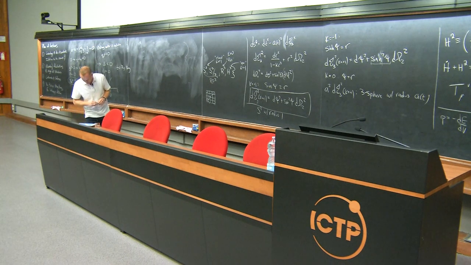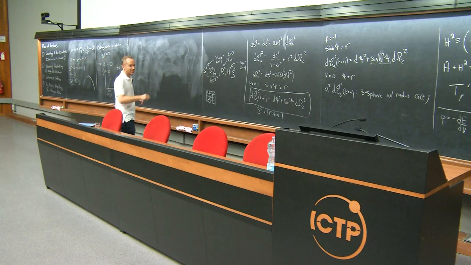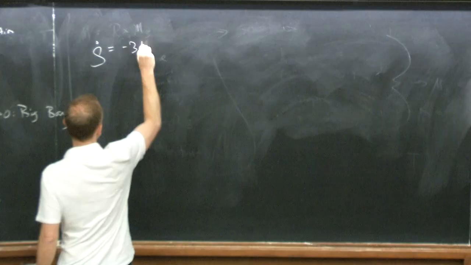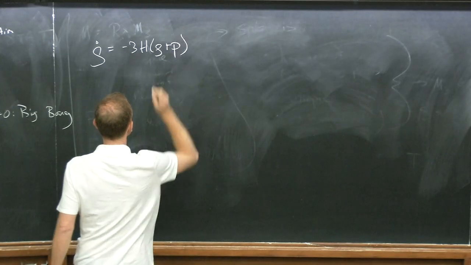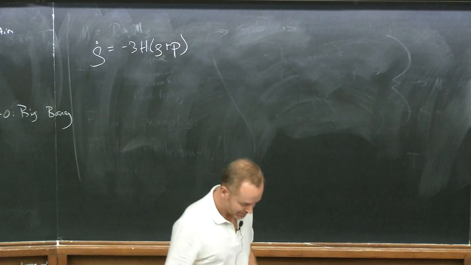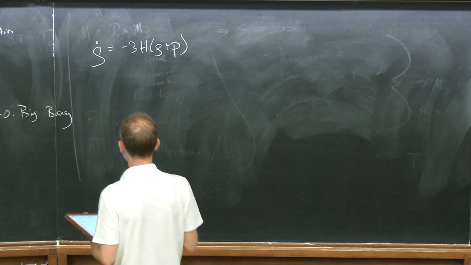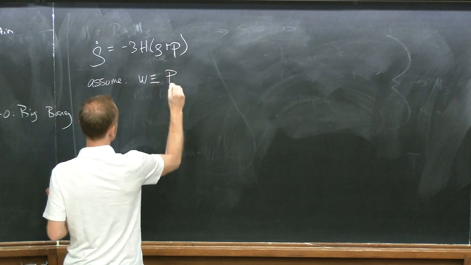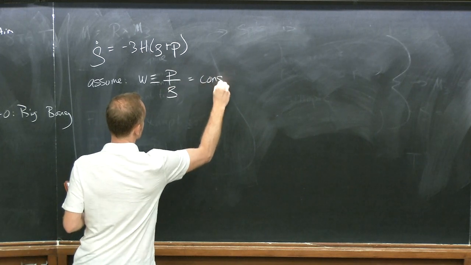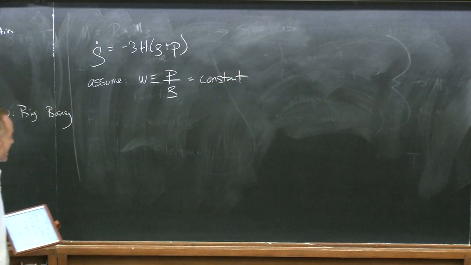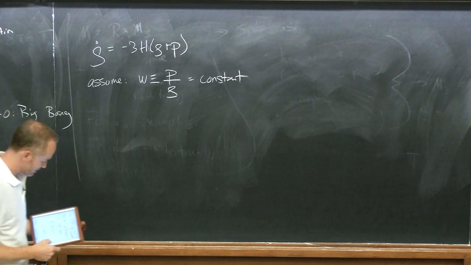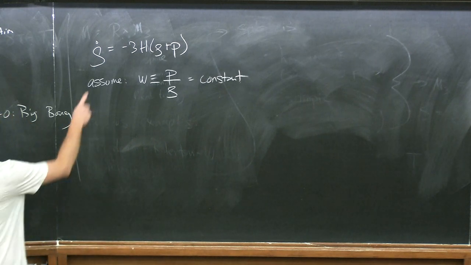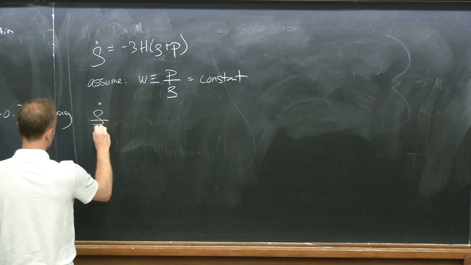So now, to help us solve these equations, let's take this continuity equation that's written over there. And let me make an assumption that the equation of state, P over rho, is constant in time. If I make this assumption, then I can rewrite this equation like this, just by dividing by rho.